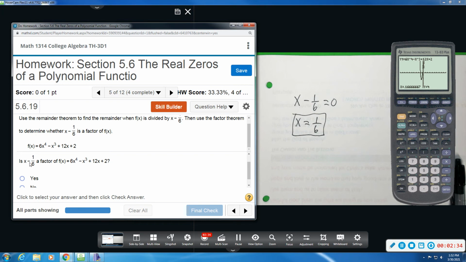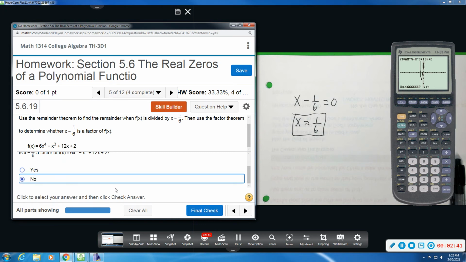Is x minus 1 over 6 a factor? No, it is not, because the remainder is not 0. It needs to divide in evenly. So no, it is not.